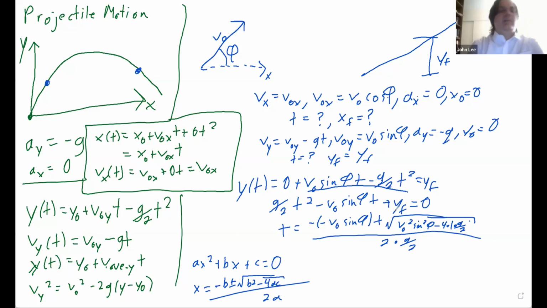So we can also just find x of t by multiplying all of this by v naught x, which I'm not going to do because it will just make it ugly, but x of t is just going to be v naught cosine theta cosine phi, v naught cosine phi times that entire expression for t right there.